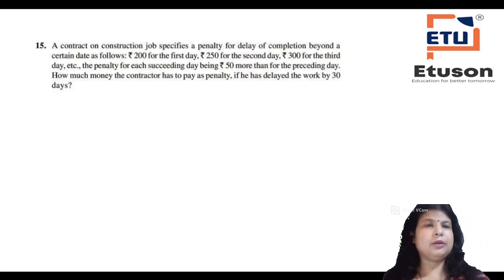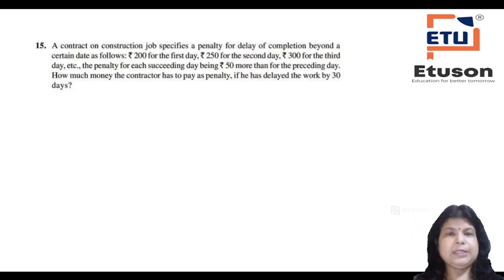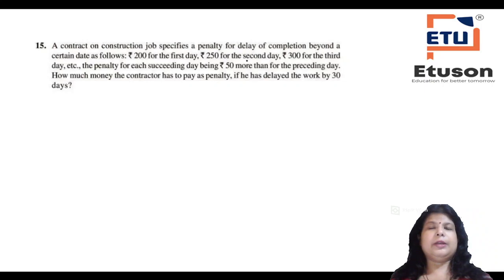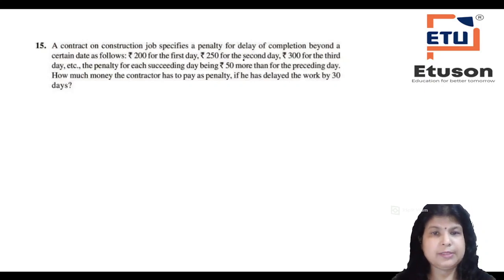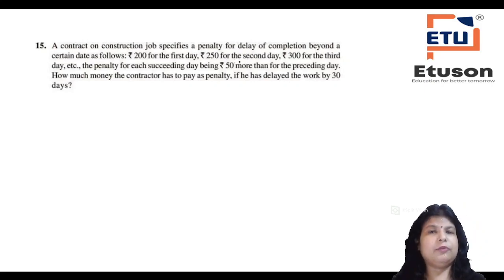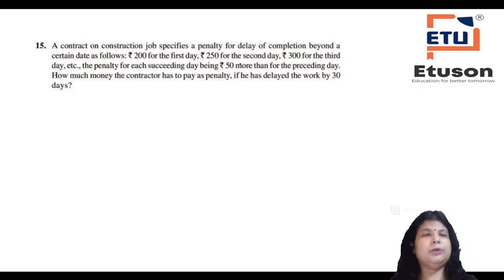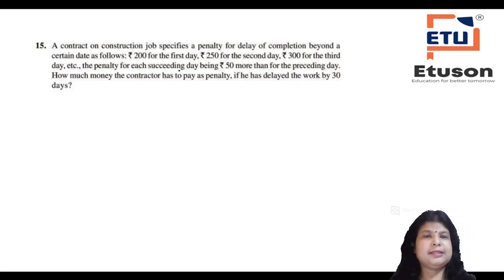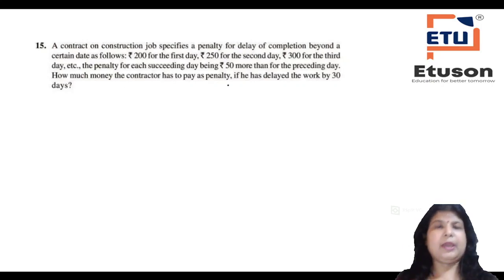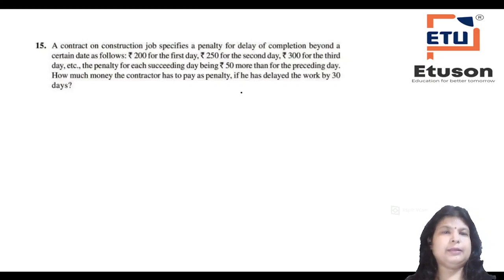A contract on a construction job specifies a penalty for delay of completion beyond a certain date as follows: 200 rupees for the first day, 250 for the second day, 300 for the third day, etc. The penalty for each succeeding day being 50 more than for the preceding day. How much money does the contractor have to pay as penalty if he has delayed the work by 30 days?